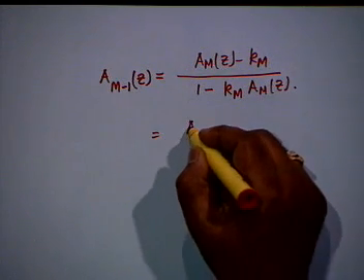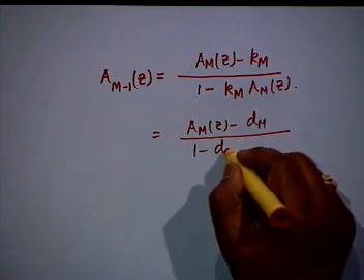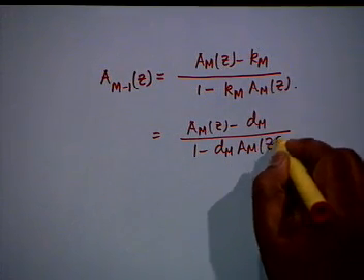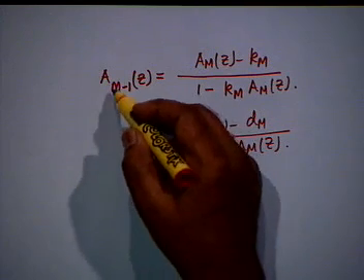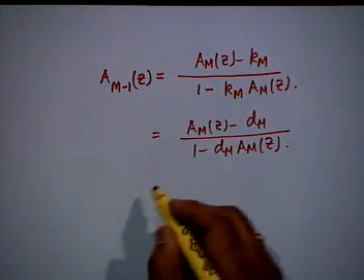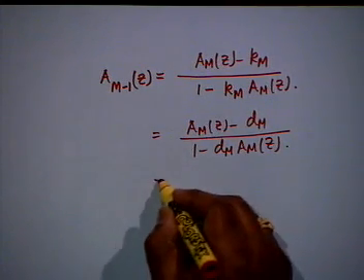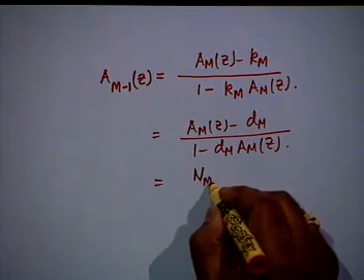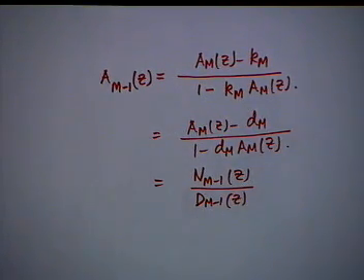Okay, which means that it is the same as (amz minus dm) divided by (1 minus dm am of z). Let us see what this transfer function is. We have arbitrarily put here m minus 1; we will show that the order is m minus 1. Now, if I substitute for am, then I can write this as n m minus 1 z divided by d m minus 1 z. Again we shall show that the numerator is m minus 1th order and the denominator is also m minus 1th order.